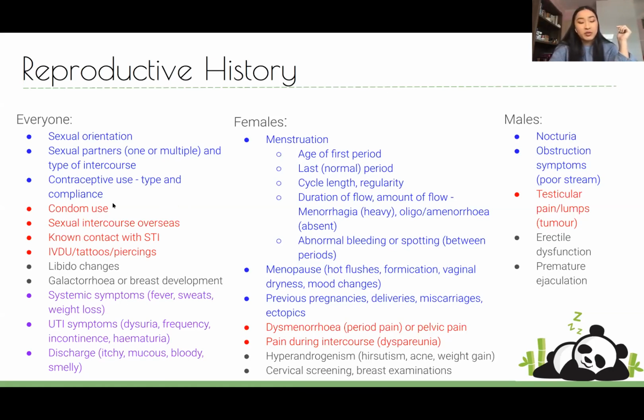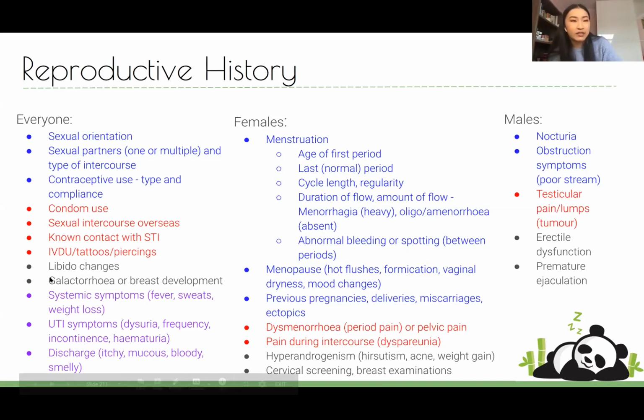And then you want to know about risk factors for STIs. So when you're asking about contraceptive use, it transitions pretty easily to condom use. And that's a question of its own because condoms are used for contraception, but importantly, they protect against STIs, whereas other contraceptive methods don't. So definitely one you have to ask about. And then you think about other STI risk factors. So sexual intercourse overseas, known contact, and then IVDU, tattoos and piercings.